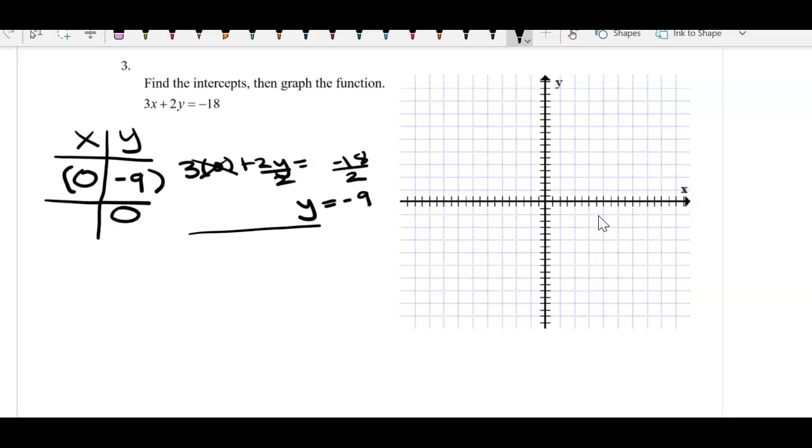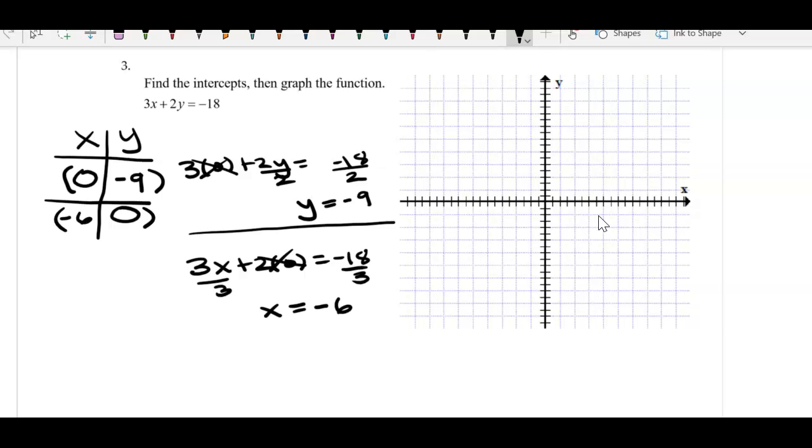And now we're going to do this again, but replace that y with a 0. So 3x plus 2 times 0 equals negative 18. Well, that part's gone. 0 times anything is 0. And let's divide by 3. So x equals negative 6. You guys got it? And again, on the test, it will probably ask you to write these intercepts as ordered pairs. So make sure that you know how to do that.